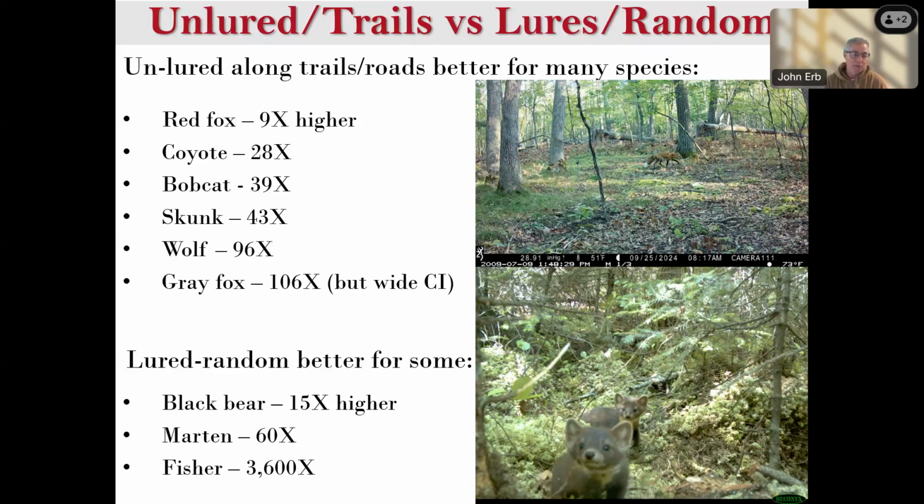Conversely, black bears, martens, and fishers were the only three species that were more likely to be detected at those lured sites, especially martens and fishers. We know they're the types of animals that generally don't like to just run down game trails. They're more vulnerable to predation from other carnivores. It's just not their instinct to do that. They're more of a looking around the nooks and crannies of the forest type species. So they were much more likely to be detected with a lure than on these trails.